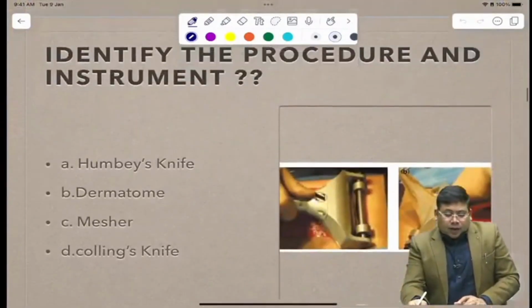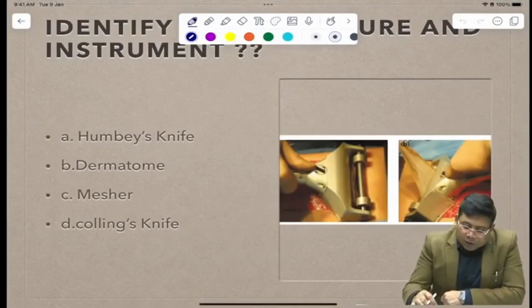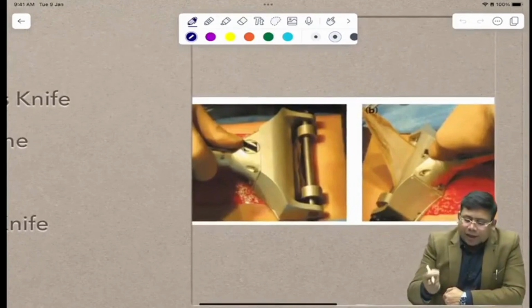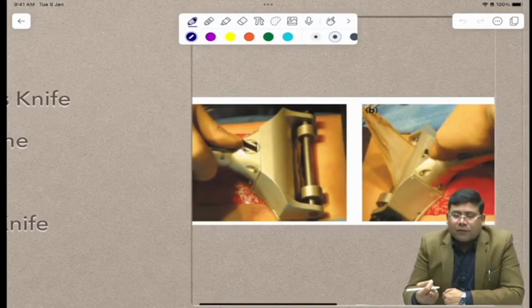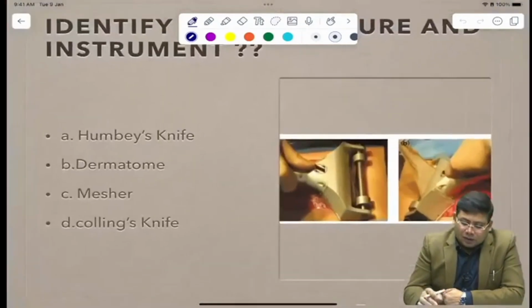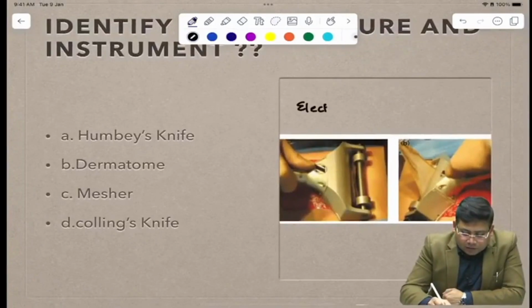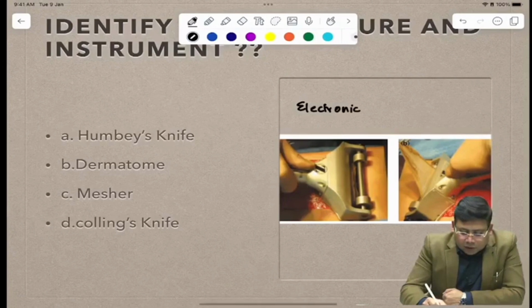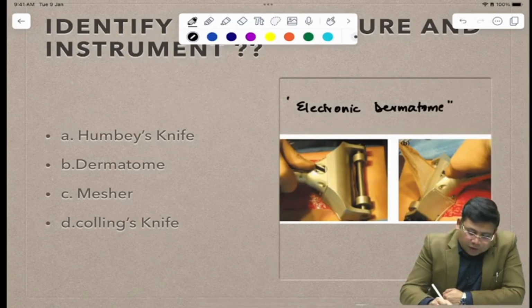Next, let us identify this instrument. What is this instrument, students? If you see the image, you are taking out the graft of a skin. And remember, this looks like a mechanized, more sophisticated Humby's knife. So this is not a Humby's knife. This is an electronic dermatome, and this is very, very important. It's not a Humby's knife, it's an electronic dermatome.